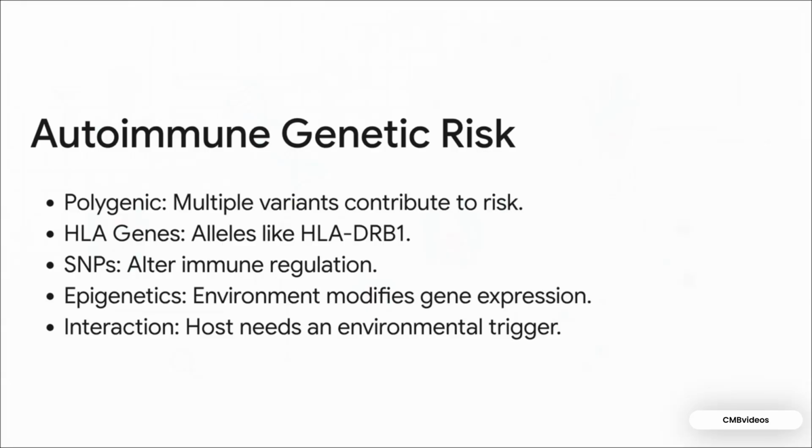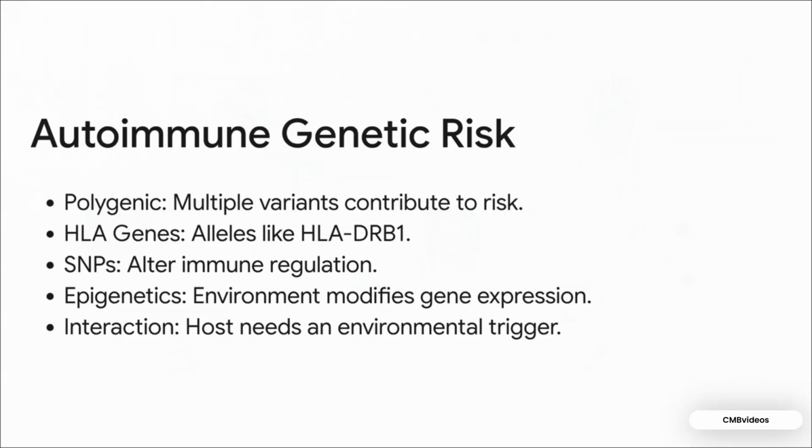Autoimmune diseases actually feature polygenetic inheritance, meaning it's a numbers game. Multiple genetic variants each contribute a tiny amount of risk, and if you accumulate enough of them, your susceptibility skyrockets. The real heavy hitters here are the HLA genes, specifically alleles like HLA-DRB1. You can think of these as the proteins that present evidence to your immune system. Certain variations bind to joint peptides way too aggressively, driving conditions like rheumatoid arthritis.